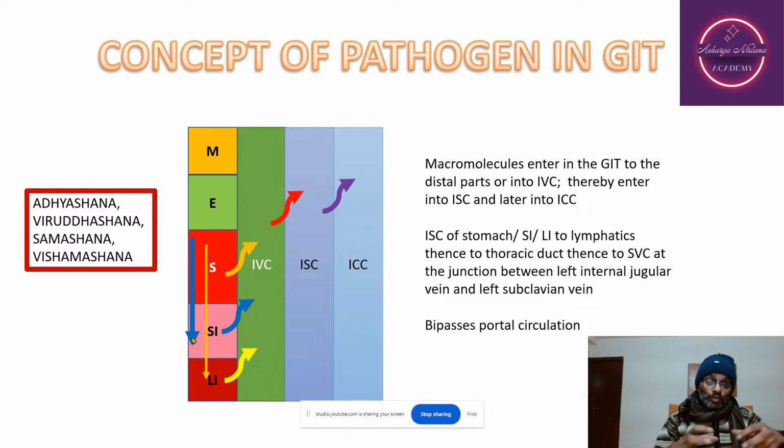These inflammatory markers are responsible for the entry of these pathogens or inflammatory markers directly into the interstitial compartment of the small intestine. From there, it will be entering into the lymphatics, thoracic duct, then superior vena cava, and then heart, and then general circulation. So this is what is happening in terms of the small intestine, because these are considered macromolecules.